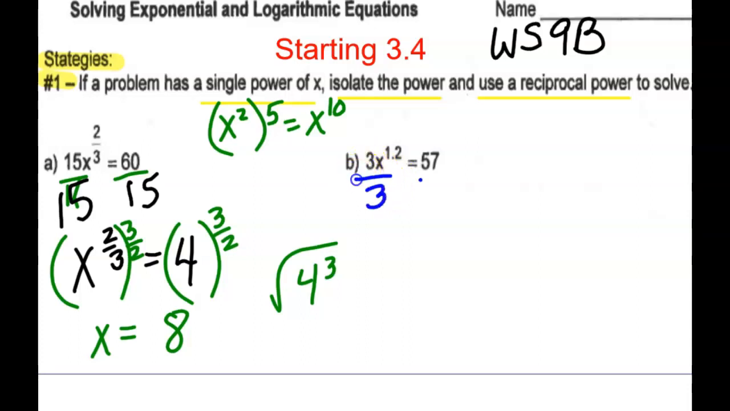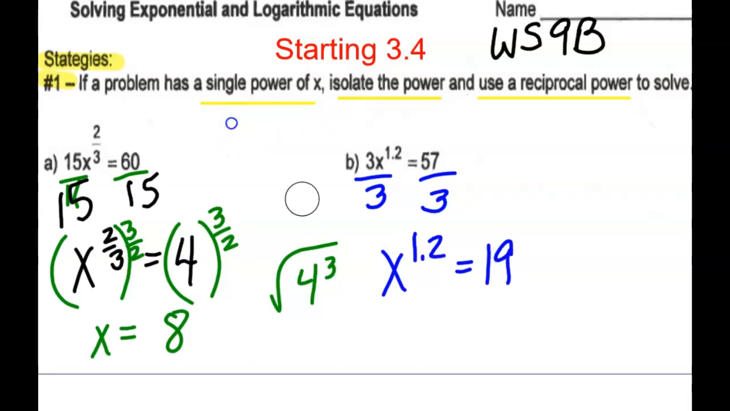Divide by 3, which gives us x to the 1.2 equals 19, maybe? Did I get that right? Okay, and then can we do the reciprocal of that? We could change it into a fraction and do a reciprocal, but can't we just do 1/1.2 and it'll work?